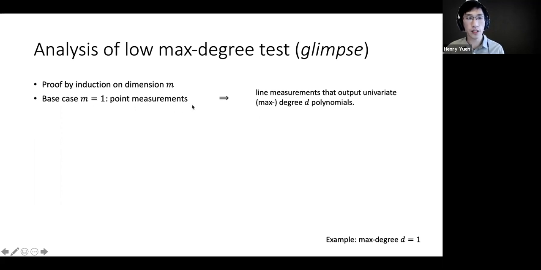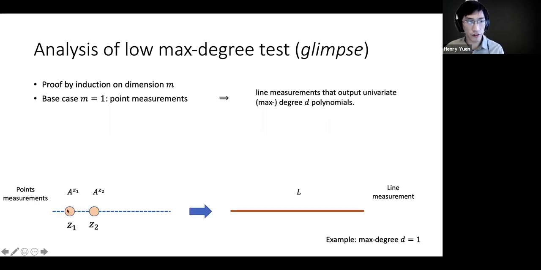The argument proceeds by saying that if you have points measurements, these A_x's, we can glue them together into line measurements that output univariate degree D polynomials. For every point on the line, we have these measurements, and they output values in the finite field. What we know about these points measurements is that they pass this low degree test. So from that guarantee, we can glue them into a single measurement L that outputs a univariate polynomial.